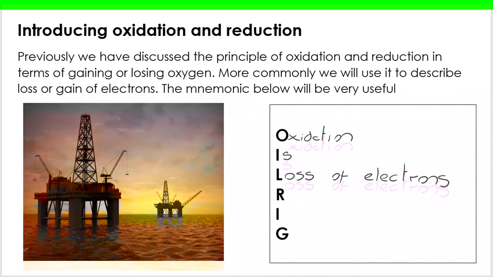So oxidation is loss of electrons. And we'll look at what that looks like in equations in a moment's time. But if oxidation is loss of electrons, reduction is gain of electrons. That's an incredibly important piece of information to take forward.